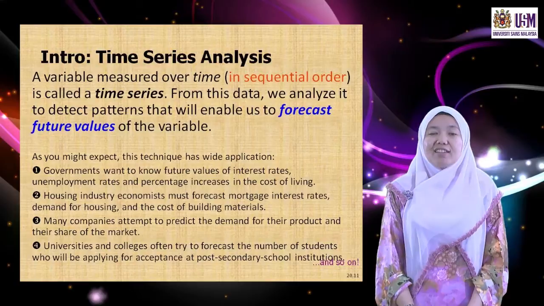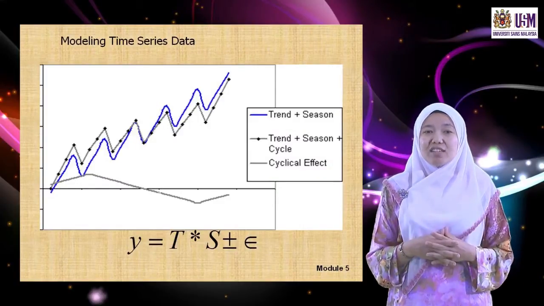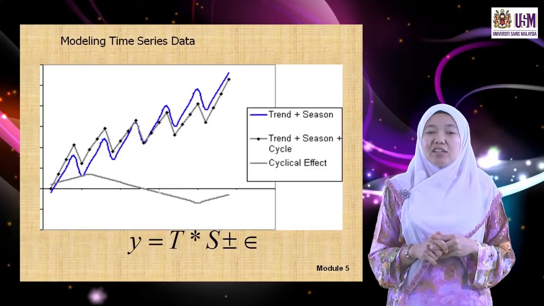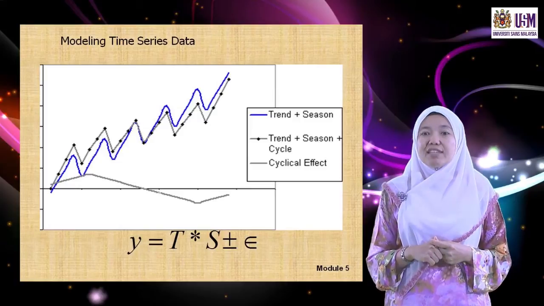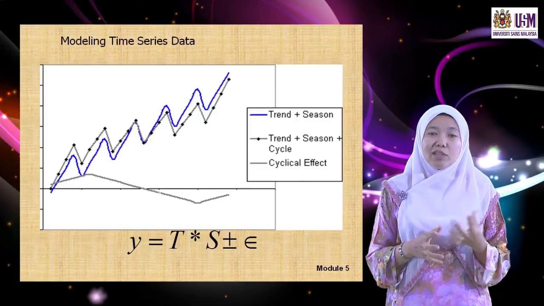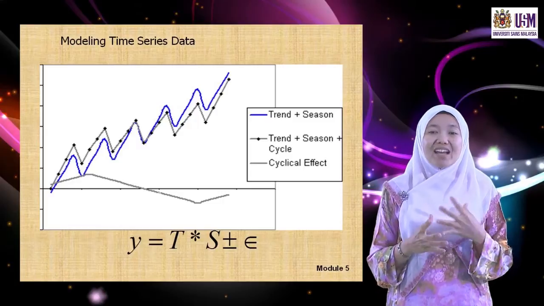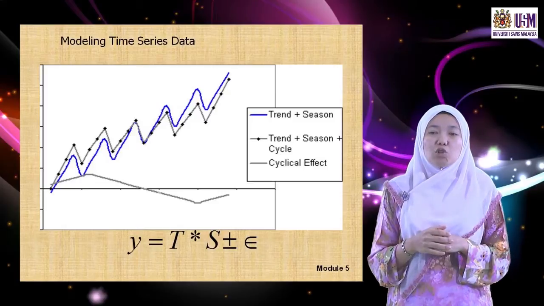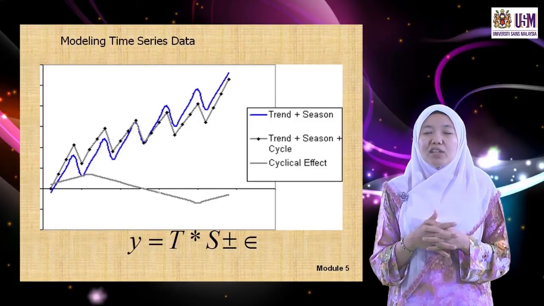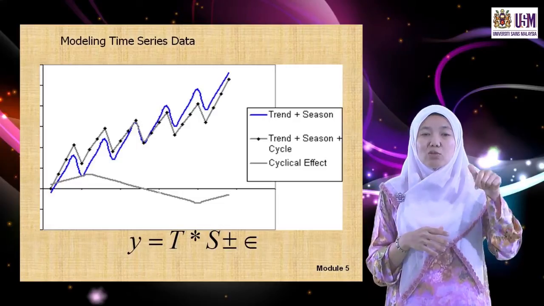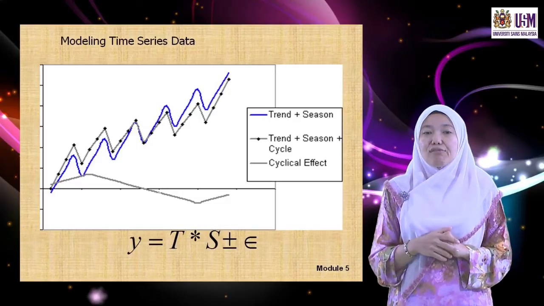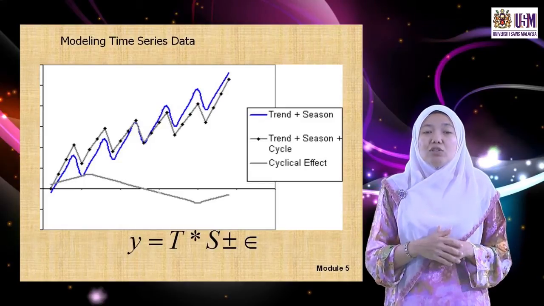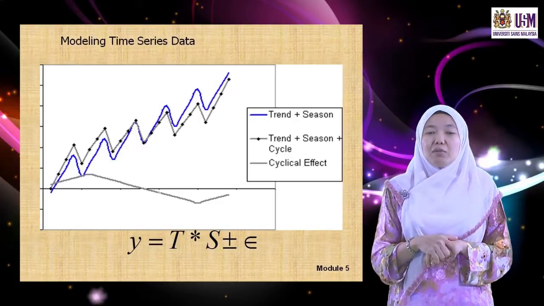Next. When it comes to modeling time series data, remember you have the different components. If you see the current graph on screen, the first blue line stands for the trend plus seasonal component. If you add the cycle component, then you have the black jagged line. While the cyclical effect, the one that is below, is just one component, not a combination of three. So you see a flatter time series line.